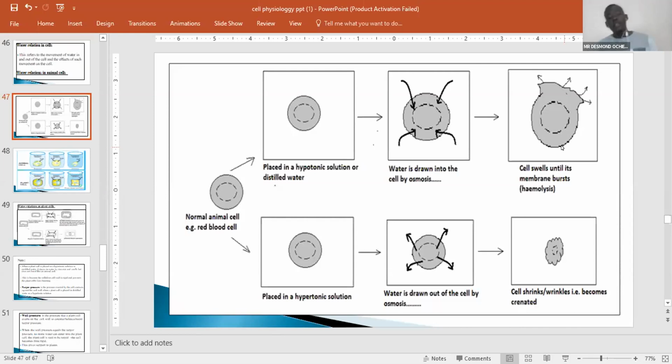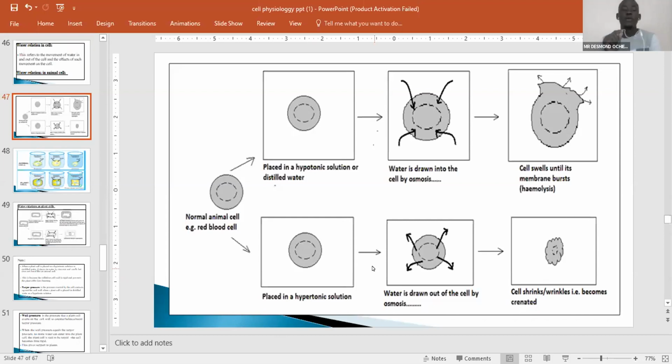Now, we also went ahead and looked at what we expect to see when this similar animal cell is placed in a hypotonic solution. Now, a hypotonic solution is a highly concentrated solution. Meaning if this animal cell is placed in another solution which is more highly concentrated than it, then this is what we expect to see. The animal cell will lose water, or in other words, water will be drawn out of the animal cell by osmosis.